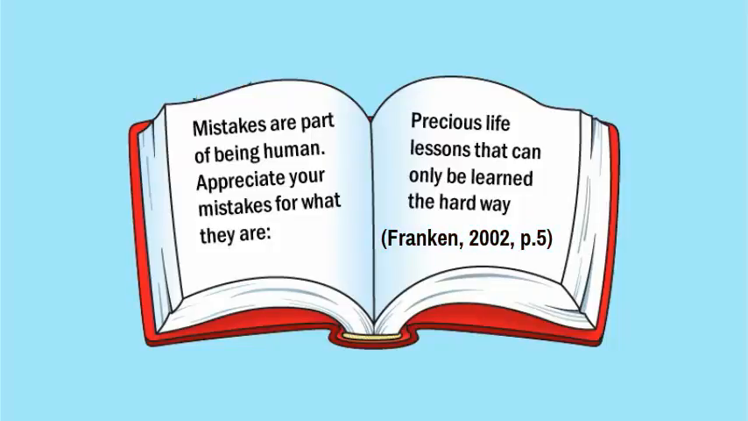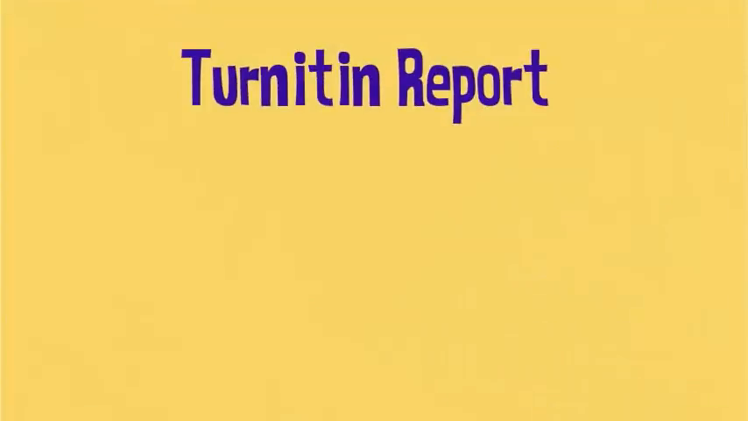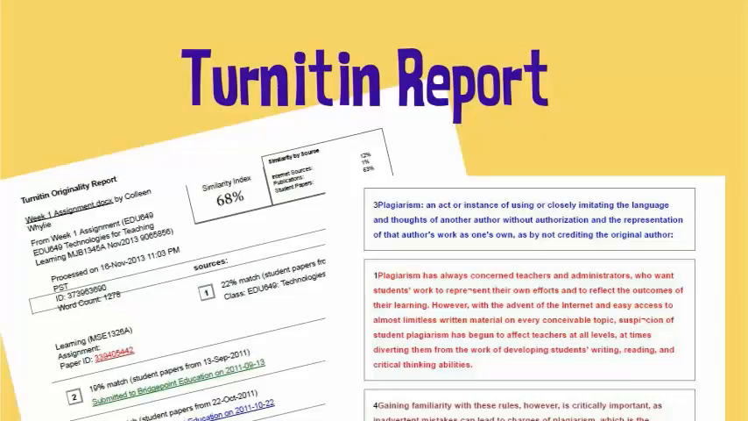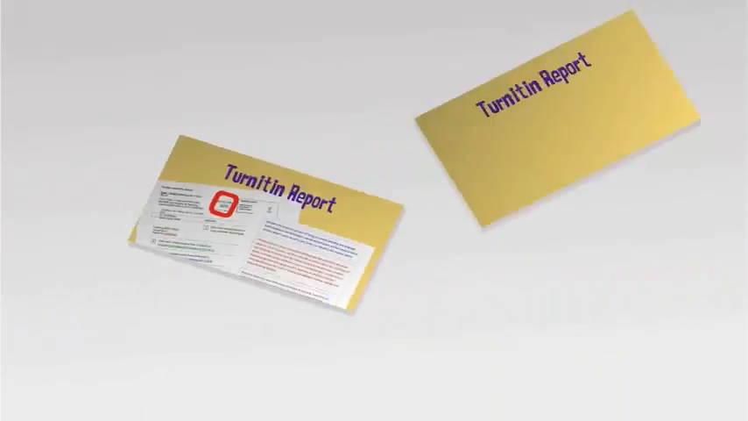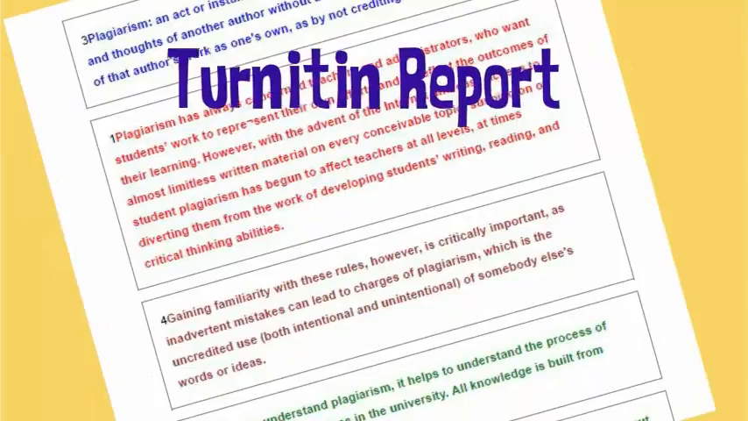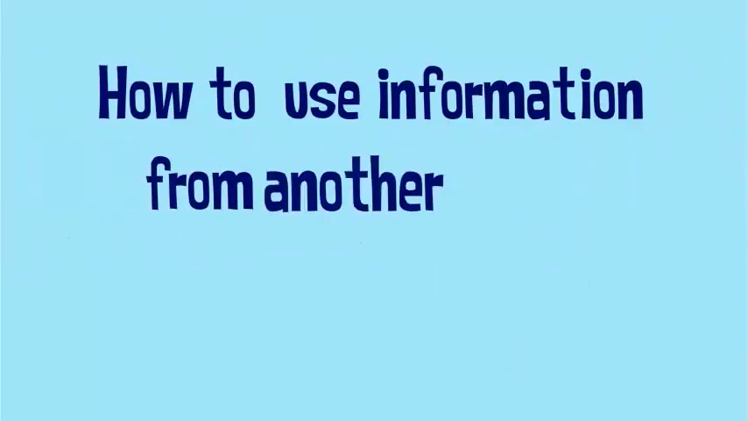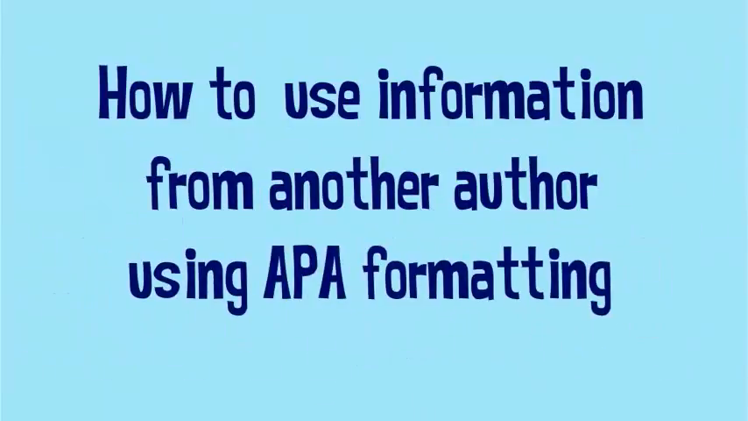If you don't, you might get a Turnitin report like this, with a high similarity score. If you do not quote and cite the words you use from another author, Turnitin will indicate this by highlighting the exact words and phrases from that source. To avoid a high score on your Turnitin report, this tutorial will show you how to correctly use information from another author.